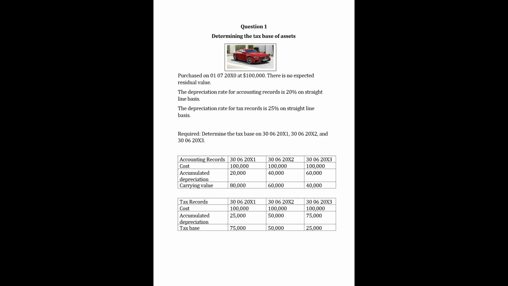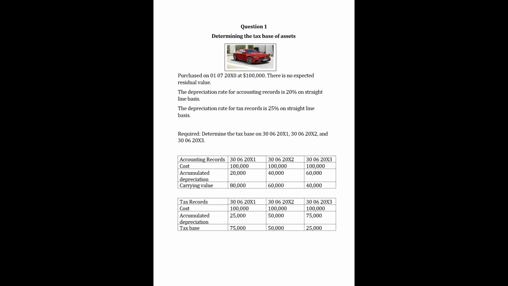The depreciation rate for accounting records is 20% on straight line basis. The depreciation rate for tax record is 25% on straight line basis. It's required to determine the tax base on 30th of June 20X1, 20X2, and 20X3. So let's draw up our accounting records now.